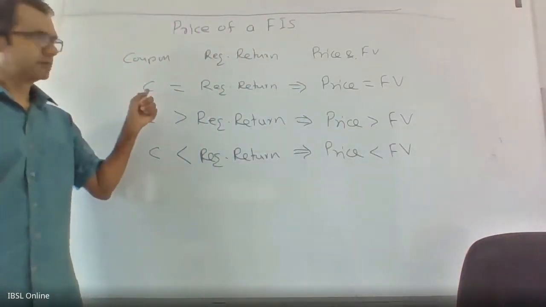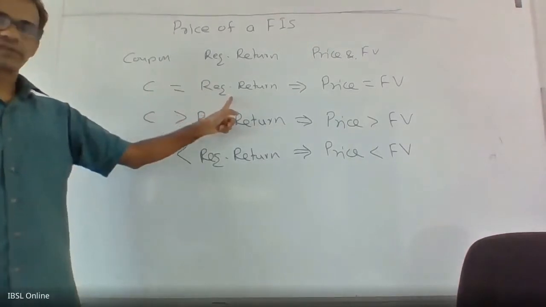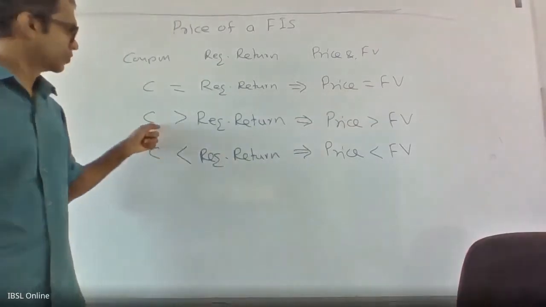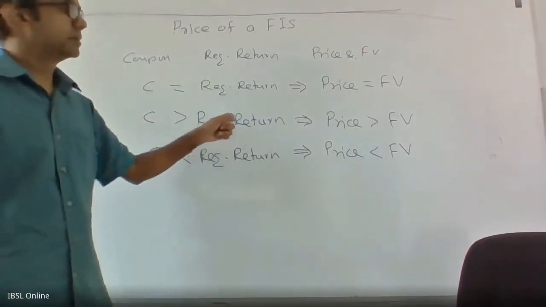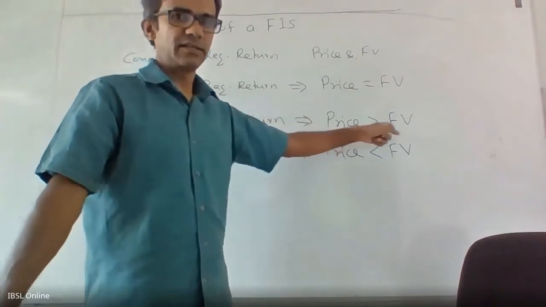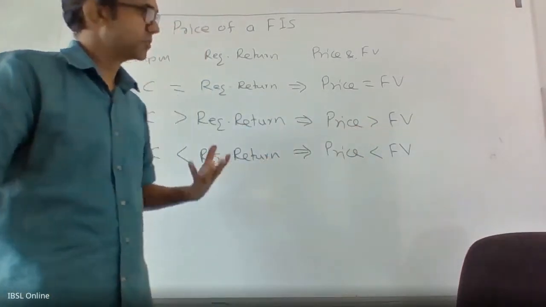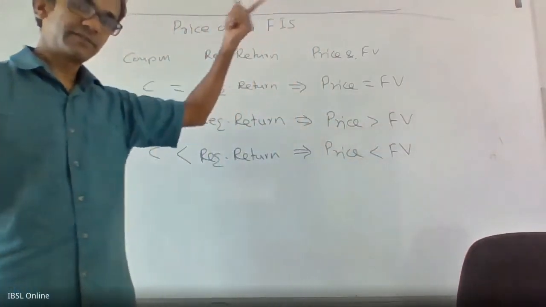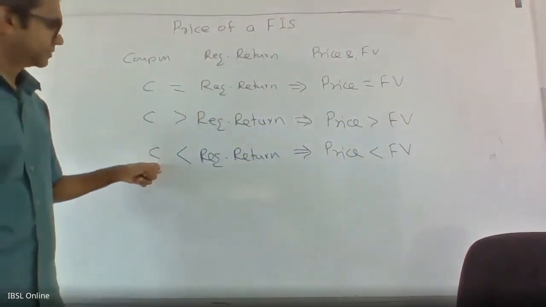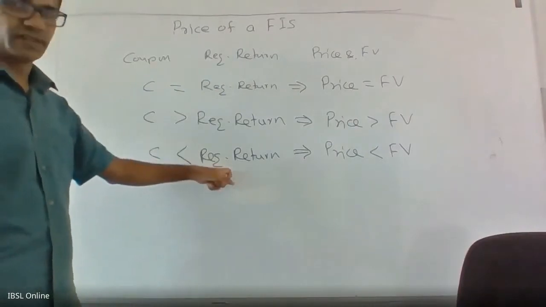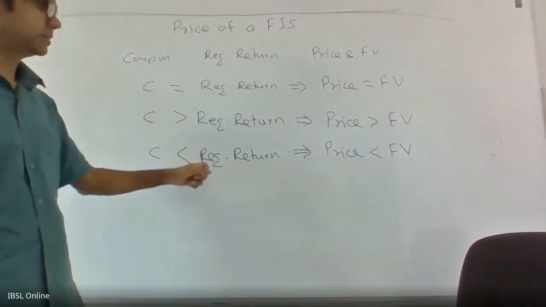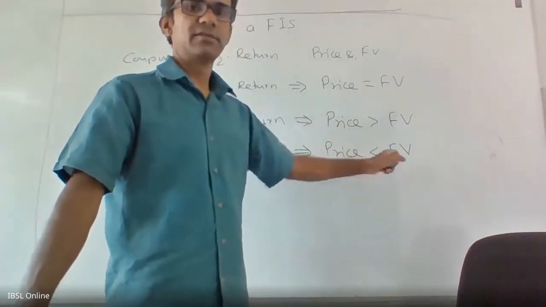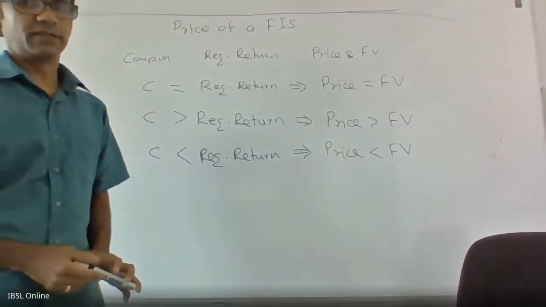I'll repeat. If the coupon rate equals the required rate of return, then the price and face value are the same. If the coupon is higher than the required rate of return, the price is higher than the face value. That means to buy this bond, you pay more than the amount that you receive at the end. If the coupon rate is less than the required rate of return, then you pay less than the amount that you are going to receive at the end, the face value.